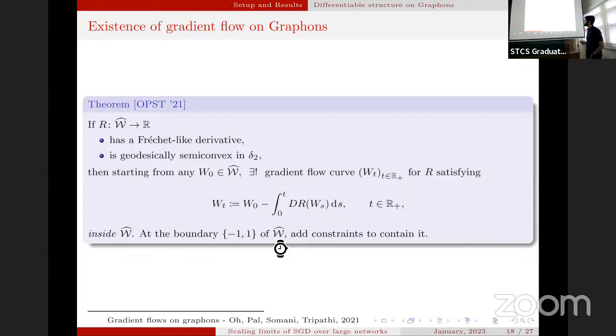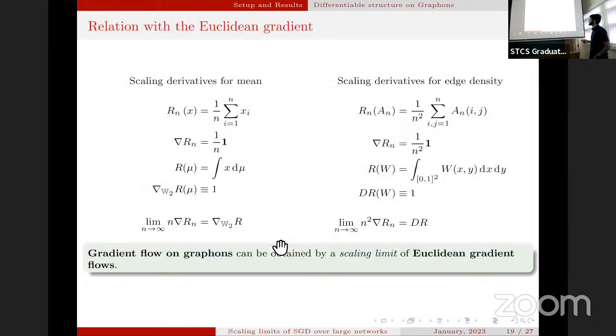And let's say you want to start your gradient flow from a graphon W0. The gradient flow curve Wt of the risk function R on the space of graphons simply looks like this. You start at W0, you follow the negative derivative from 0 to t, and that is it, as you would expect. Now follow this inside the graphons, and when you hit the boundary, you just project it, adding constraints to contain it. Okay, so gradient flow now exists.